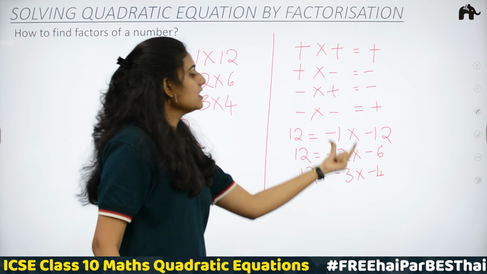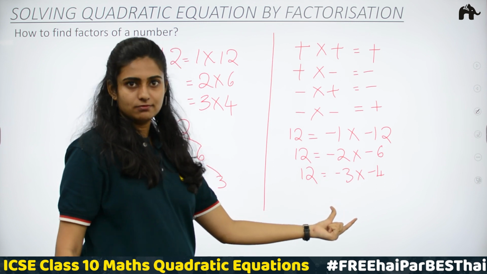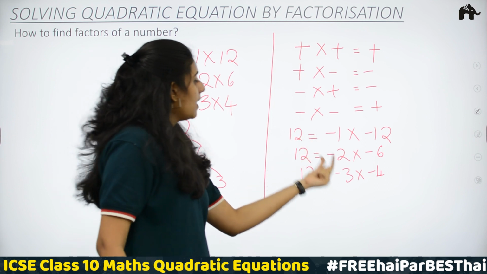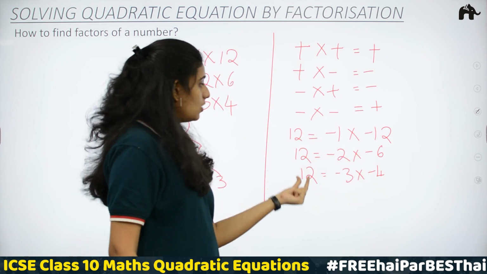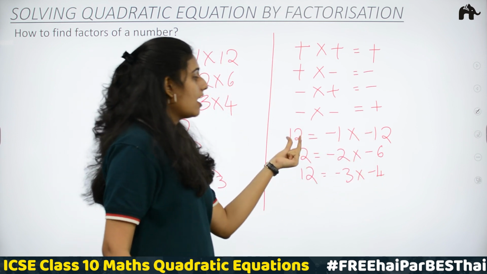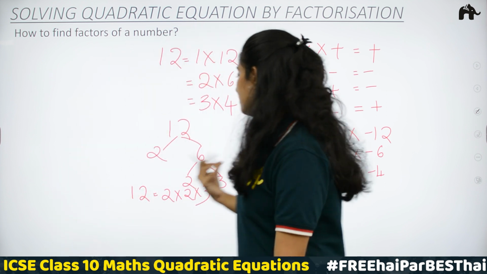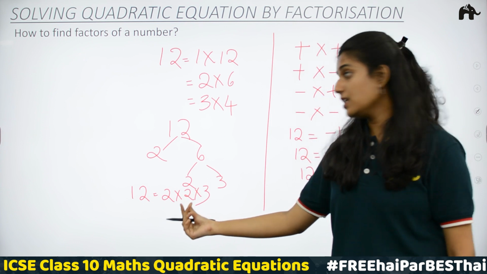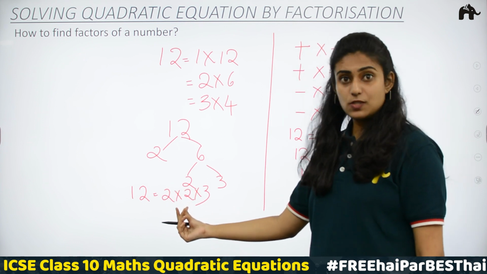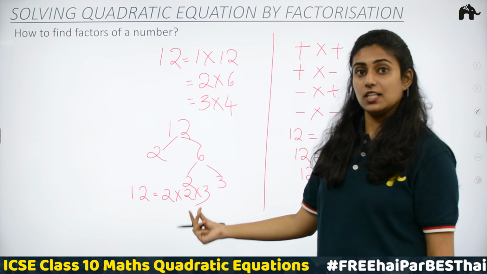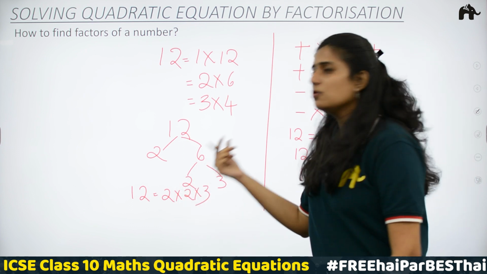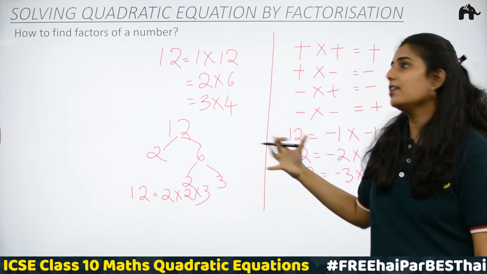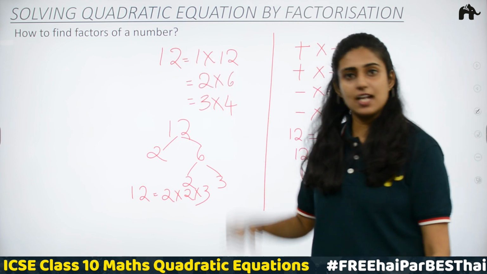Yes, so these numbers are also factors of 12. Minus 2 and minus 6 are factors of 12. Minus 3, minus 4 are factors of 12. Minus 1, minus 12 are factors of 12. So we are getting different factors. Here if you take minus 2 into minus 2, minus 2 into minus 2 is plus 4 into 3, 12. Yes, so minus 2 and plus 3 are factors of 12. So we will be getting different factors for a single number.